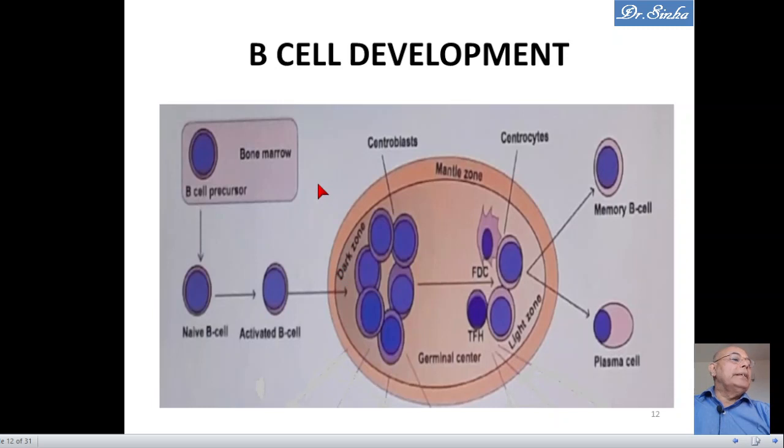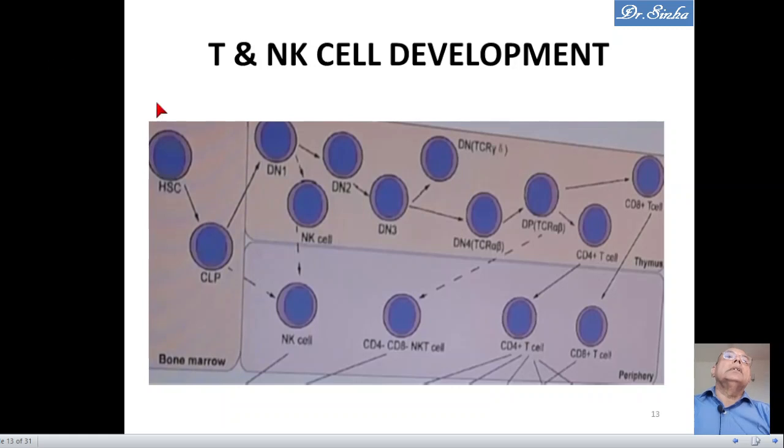B cell development stages have molecular and immunophenotypic biomarkers which are used in the identification of tumors. Similarly, in the case of T and NK cell developmental stages, one should know, as different stages have molecular and immunophenotypic biomarkers used in the identification of tumors.